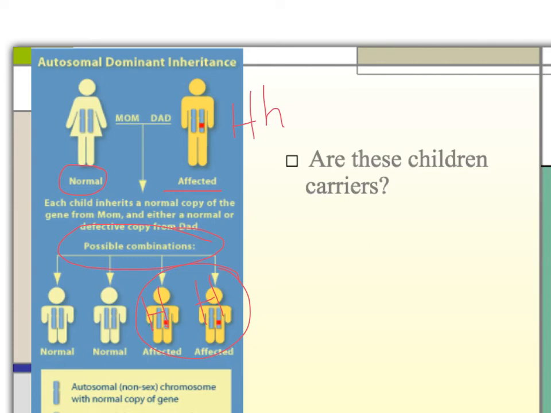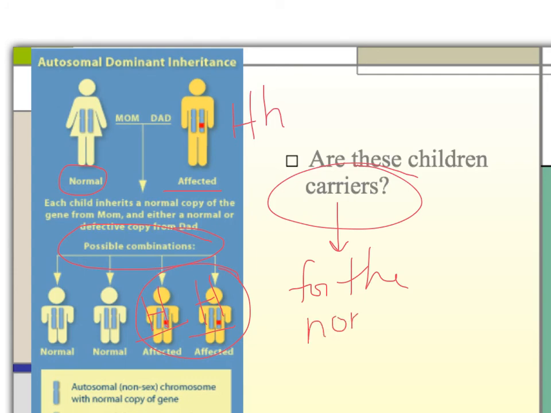So the question is, are they carriers? Well, you really can't be a carrier for an autosomal dominant disorder because the term carrier implies that you carry the gene but don't express it. All these individuals that have just one copy are going to express it. If anything, you can say that they are a carrier for the normal gene. So they do have the potential of having normal children, meaning children without the disorder.